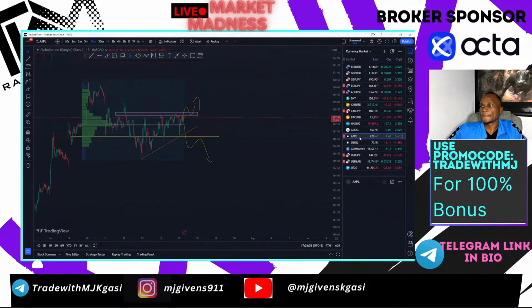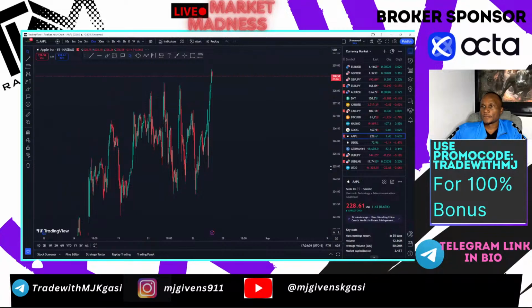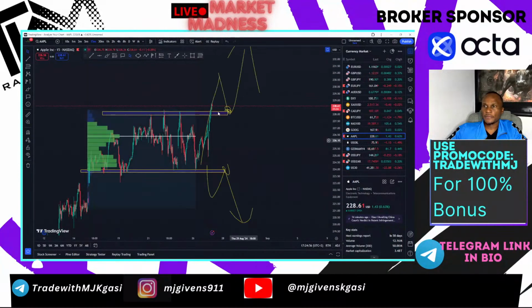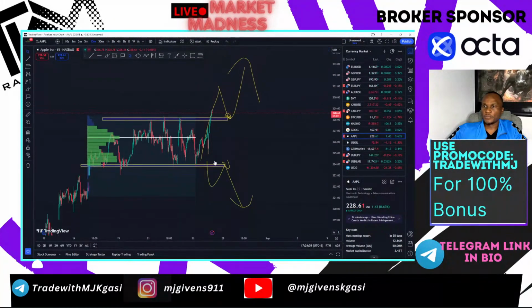Apple, right? So Apple, we have our analysis from the morning that we need to break above $227 a share and $223 a share. If we break below it, we sell. Anything that breaks above and retests, we buy.